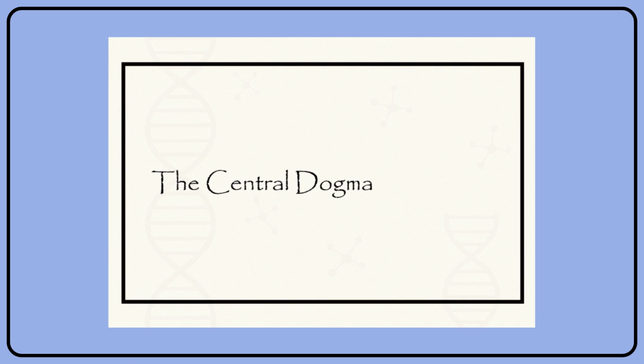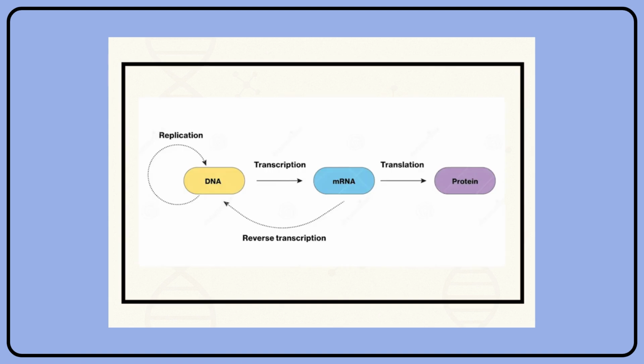It's the core principle that governs the flow of genetic information, which begins with the DNA. Then, through the process of transcription, we have the RNA molecule. And then, through the process of translation, we have the final product, which is the protein. This is the main flow of genetic information in our body. However, we have some exceptions to the central dogma.